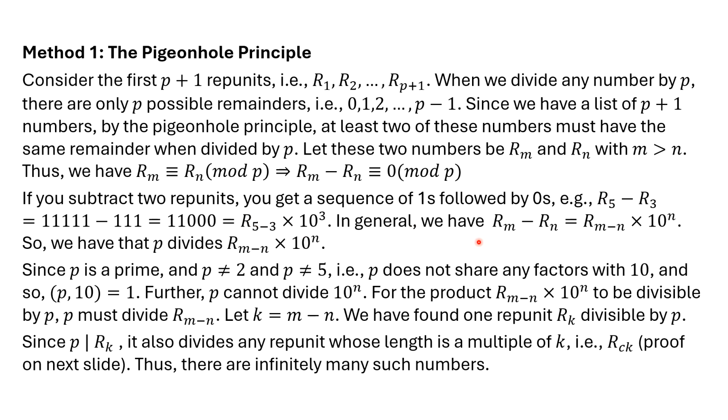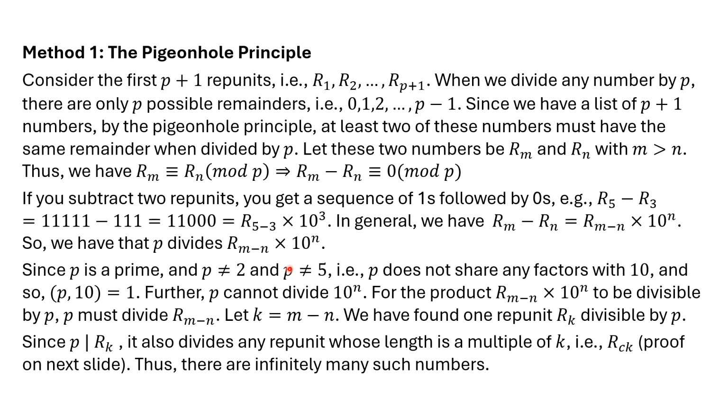So in general, just extending this pattern, if we have R sub m minus R sub n, that's equal to R sub m minus n, just the way we did 5 minus 3 here, times 10 to the nth power. So p divides, just going back to this here, p divides R sub m minus n times 10 to the nth power. Now here's where we use the fact that p is prime and it doesn't equal 2 or 5.